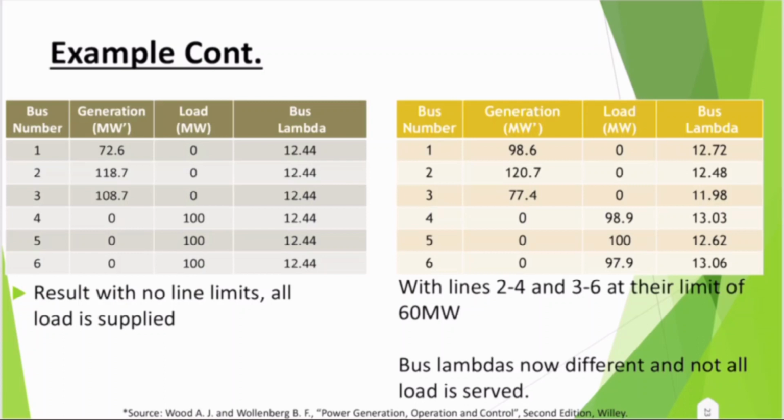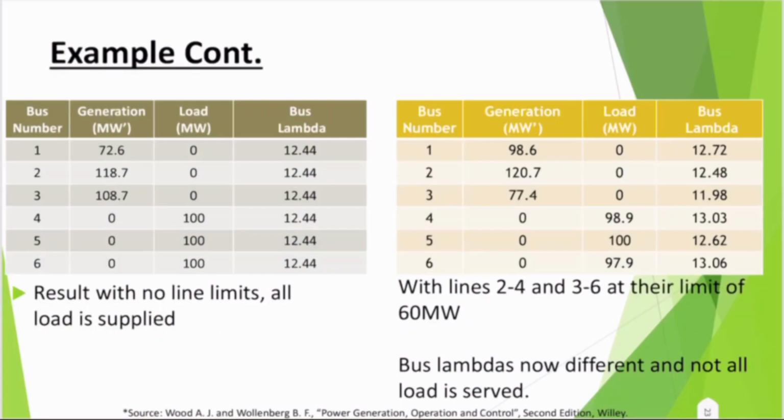So what do we wish to conclude here? If the problem has some constraint in line limit violations, then the lambda, that is the energy cost, rupees per megawatt hour, will keep on increasing as and when you violate line limits. The bus lambda is now different and not all loads are served. Okay, so when there is a line limit violation, that means you cannot satisfy all the consumers and there could be a curtailment on your loads.